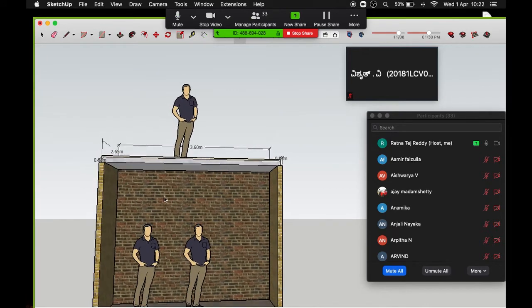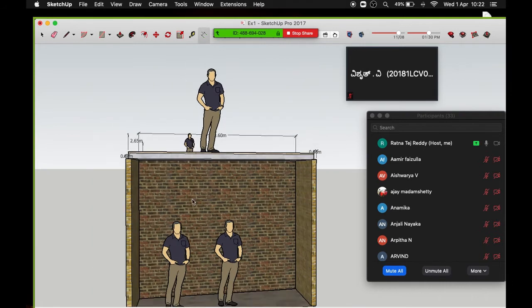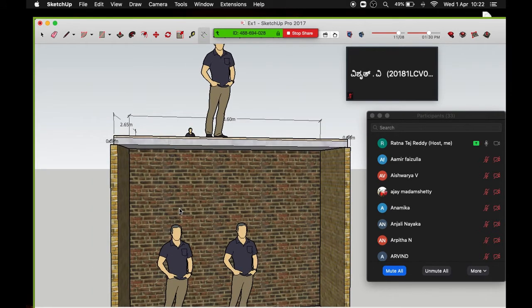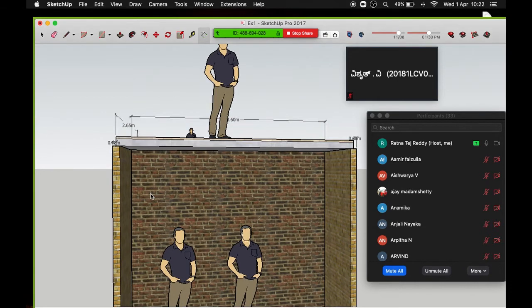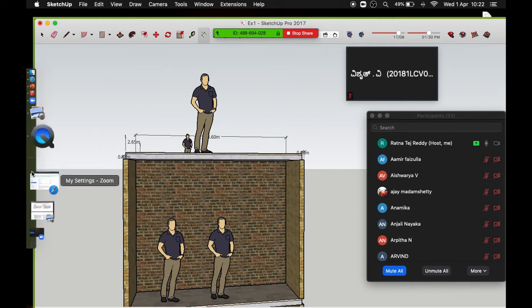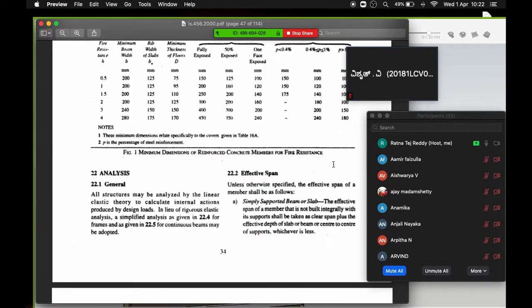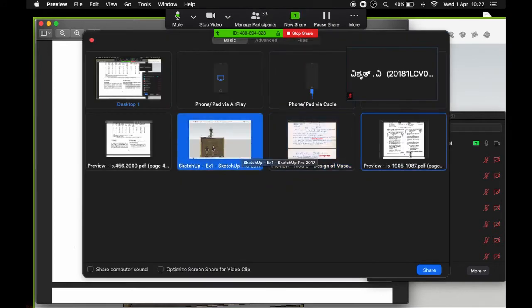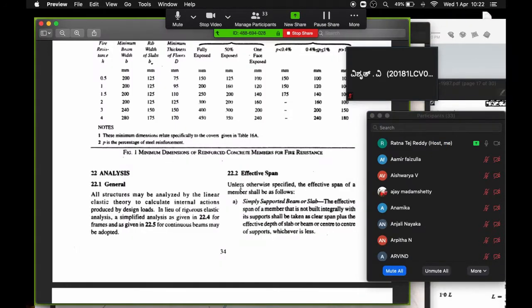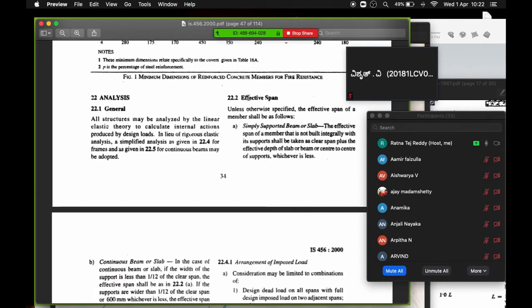So if you ask why we are calculating the center to center length instead of going for the clear end to end length, it is because, if you can recall from your design of RC structures, in IS 456 there is a clause, I think it's clause 22, let me just check, I'll share that as well. IS 456 clause 22, effective span, 22.2.